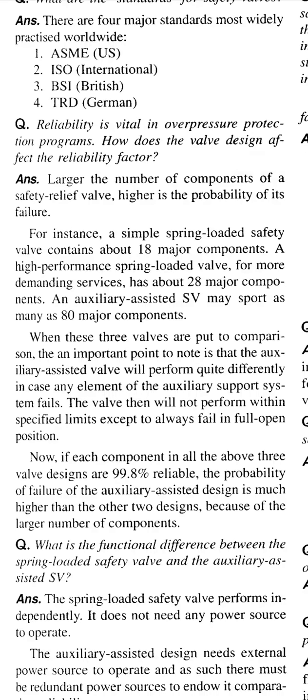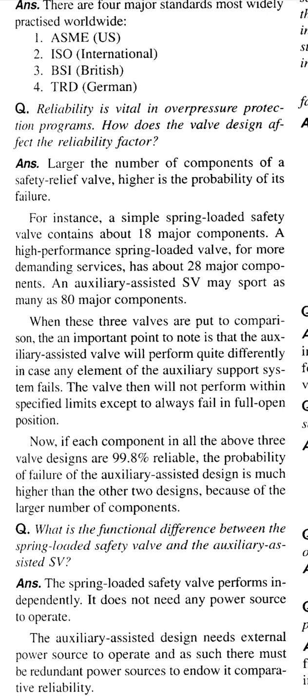When these three valves are put to comparison, an important point to note is that the auxiliary assisted valve will perform quite differently in the case any element of the auxiliary support system fails. The valve then will not perform within specified limits except to always fail in open position. Now, if each component in all the above three valve designs is 99.8% reliable, the probability of failure of the auxiliary assisted design is much higher than the other two designs because of the large number of components.